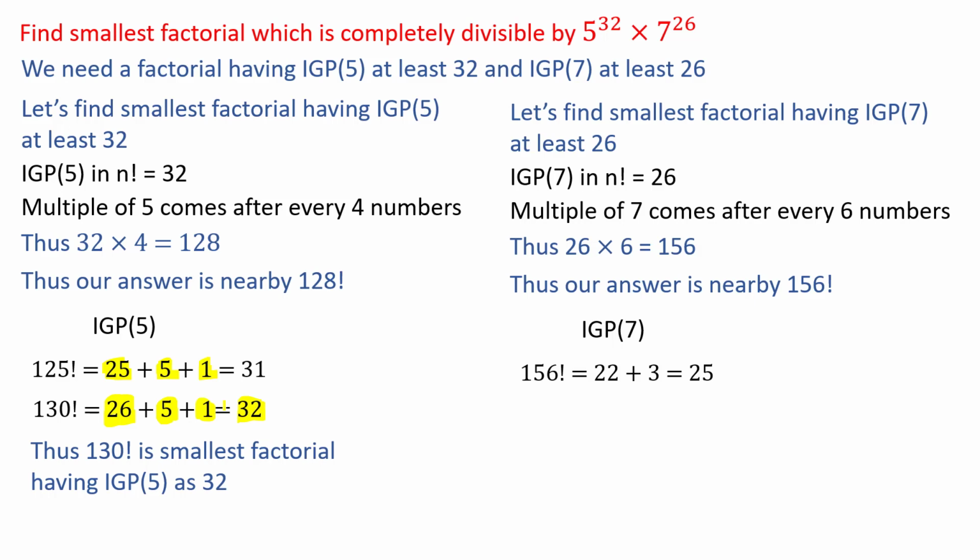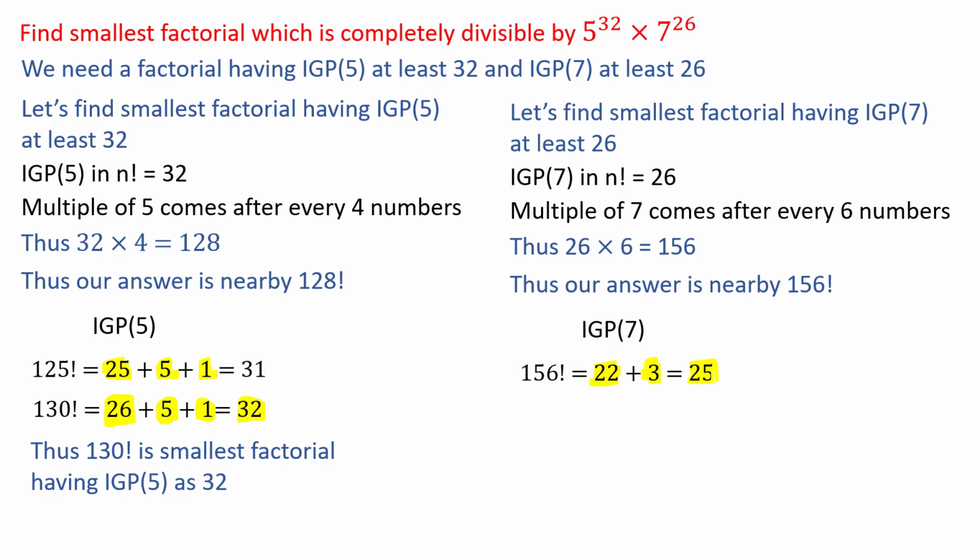So let's check the IGP of 7 in 156 factorial. Divide 156 by 7, the quotient is 22. Divide 22 by 7, the quotient is 3. Divide 3 by 7, the quotient is 0. So we need to add all these quotients. The sum is 25. So 156 factorial has IGP of 7 as 25, but we want IGP of 7 as 26.